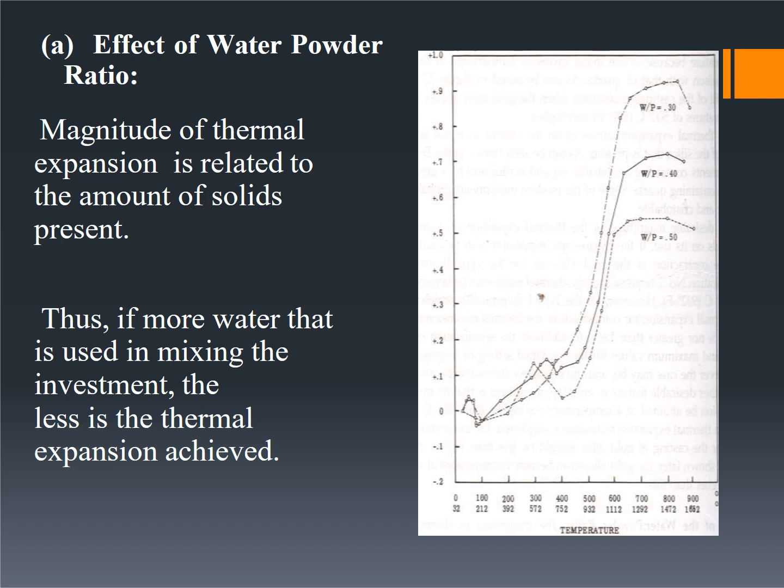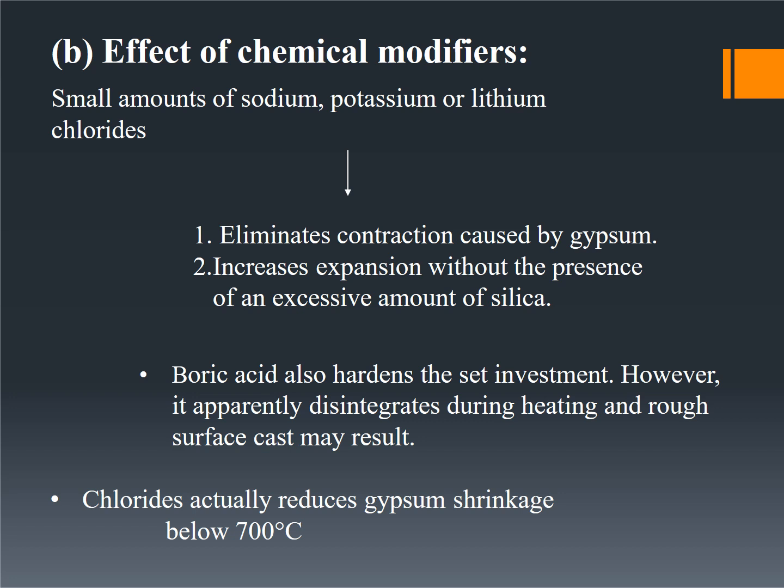Effect of water powder ratio. Magnitude of thermal expansion is related to the amount of solids present. Thus, the more water used in mixing the investment, the less is the thermal expansion. Effect of chemical modifiers: small amounts of sodium, potassium or lithium chlorides eliminate contraction caused by gypsum and increase expansion without the presence of an excessive amount of silica. Boric acid also hardens the set investment. However, it apparently disintegrates during heating and a rough surface cast may result. Chlorides actually reduce gypsum shrinkage below 700 degrees Celsius.